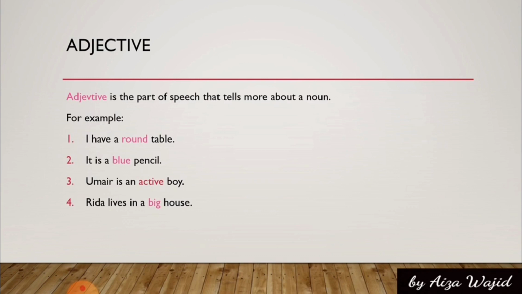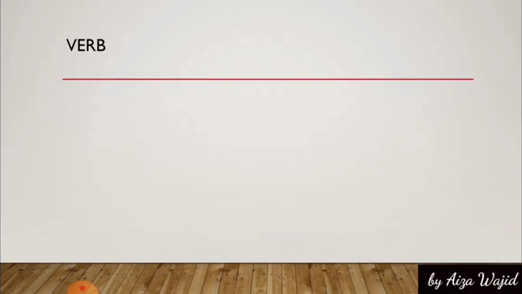Let's come to the next topic. Verb. Verb is a part of speech that shows an action, like walking, running, sleeping, crying, smiling, listening. As you are listening to me right now, you are doing an action and you are watching my video. So watching is also an action.